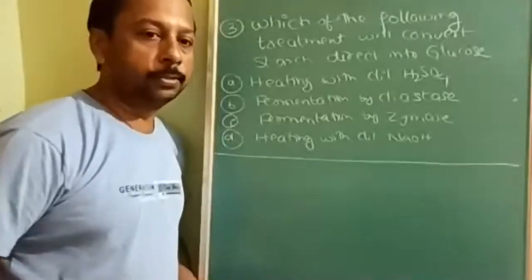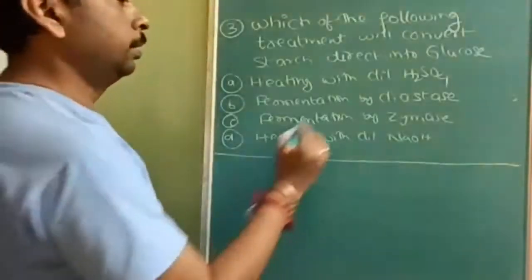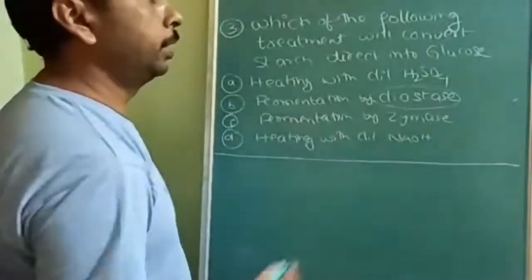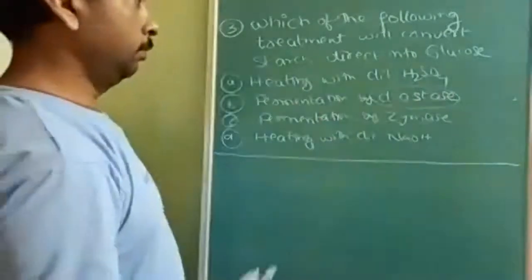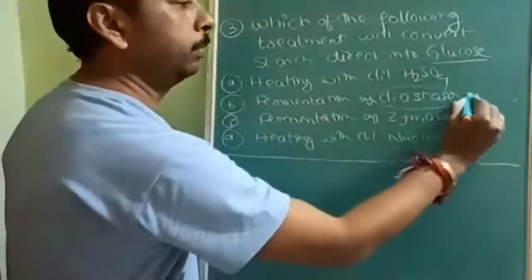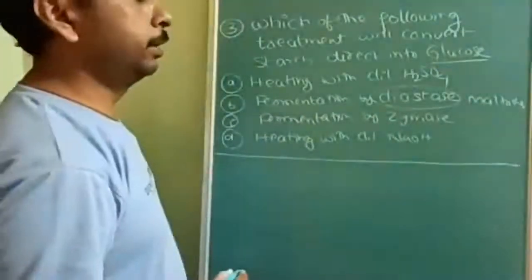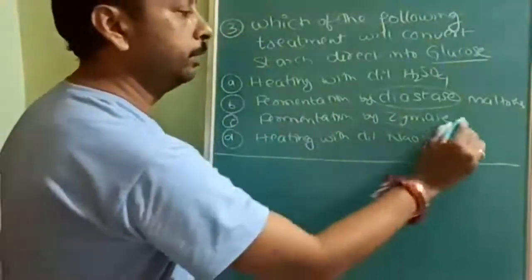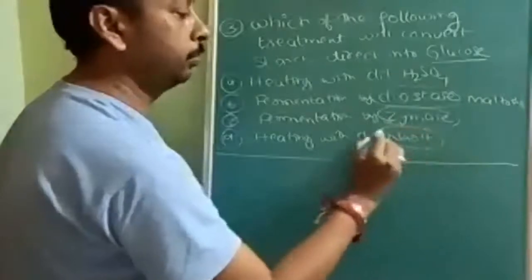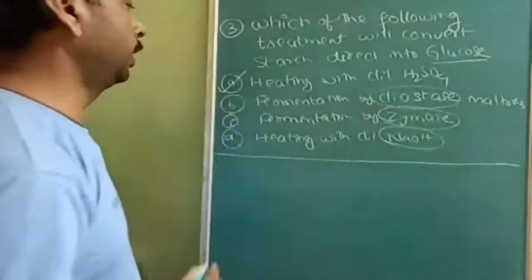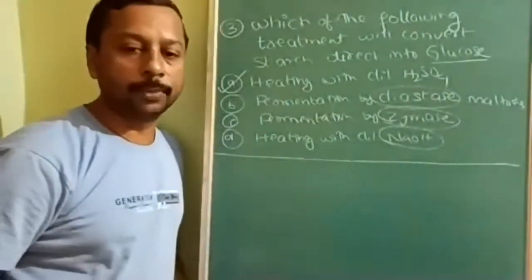In this question, the answer is fermentation by diastase. Diastase is not applicable for glucose. It is applicable for maltose. Only maltose can be fermented by diastase. Zymase has no effect, and sodium hydroxide cannot hydrolyze. So the only correct answer to this question is option A.